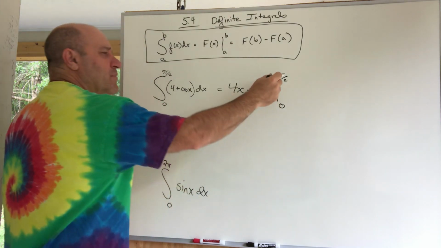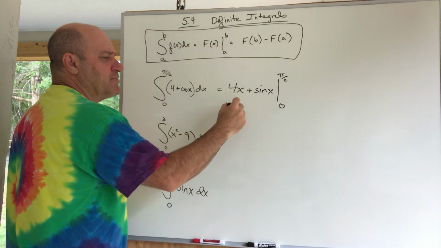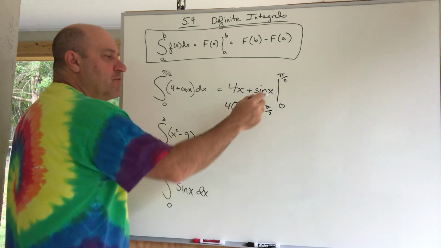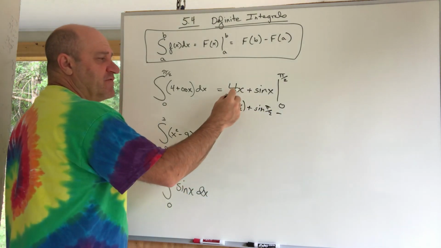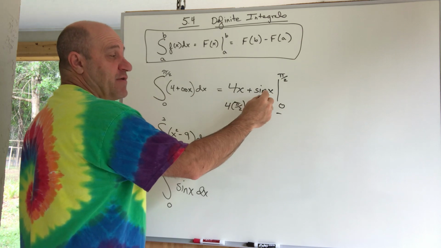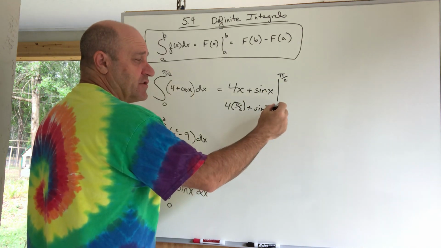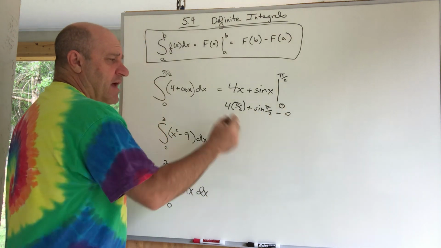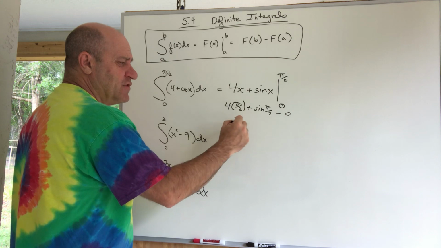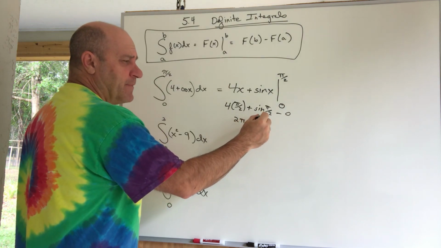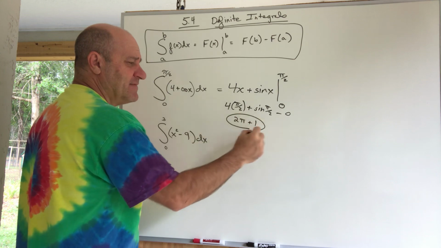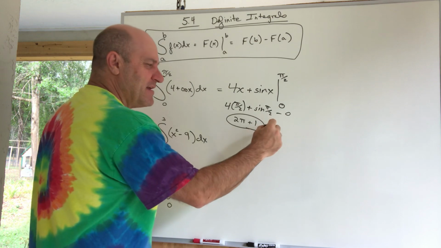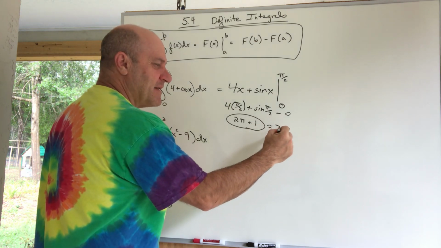And here we go. We plug in a pi over 2. That's 4 times pi over 2 plus the sine of pi over 2. You plug in your zeros, minus plugging in 0 there is a 0. Plugging in the 0 there, the sine of 0 is a 0. So it turns out plugging in a 0 is just a bunch of zeros. That's okay. And we're done. That's a 4 pi, let's see, that's a 2 pi, and that's a 1. 2 pi plus 1 is the answer. That's 6.28 plus 1, about 7.28. It's a number. Like I said, it's a number.